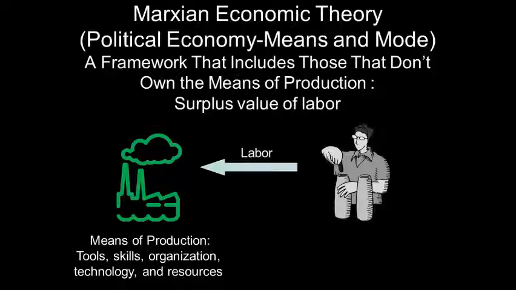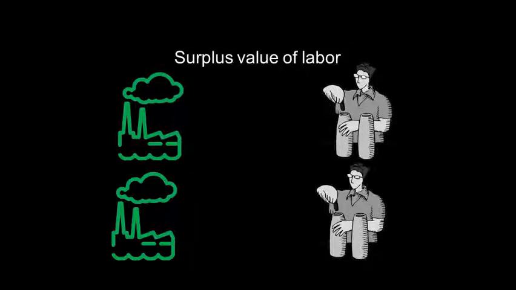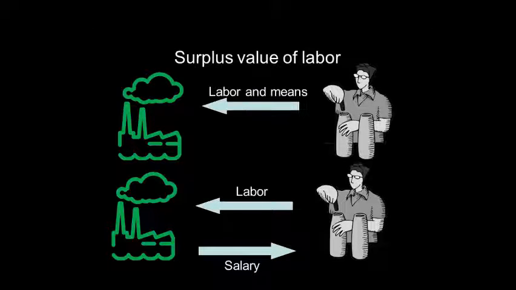And then on the other side, you have the labor. All the labor people have is their labor, and they give that to the people that own the means of production. In turn, they can have a salary, which just makes sense. We all understand this concept. So labor goes to them, salary comes back.